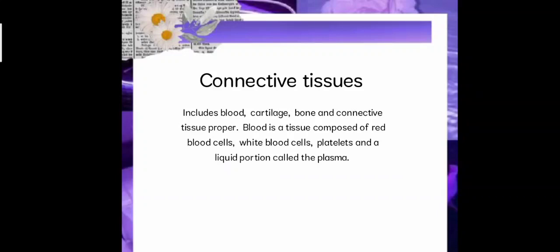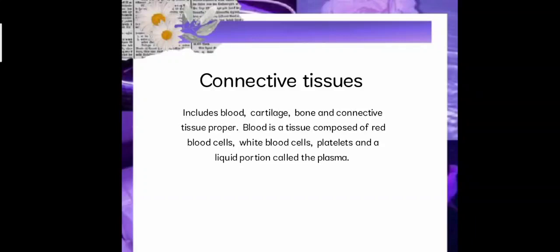So connective tissue. This is a part of animal specialized tissue, which includes blood, cartilage, bone, and connective tissue proper. Blood is a tissue composed of red blood cells, white blood cells, platelets, and a liquid portion called the plasma.